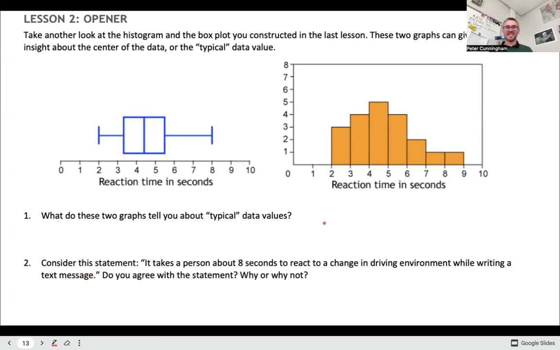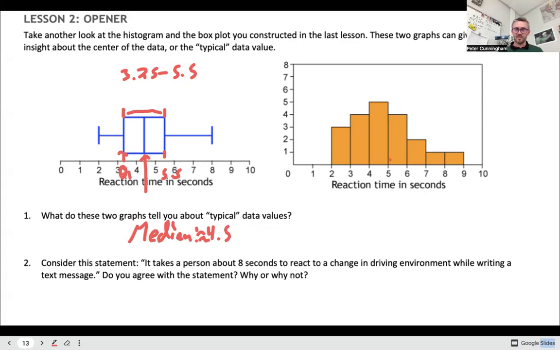What do these graphs tell you about typical data values? Okay, so like right here, typical, we would say that between Q1 and 5.5, right? That range, that interquartile range from about 3.25 to 5.5. That's what typically happens. But really, our median is really the most typical. So our median of about 4.5.